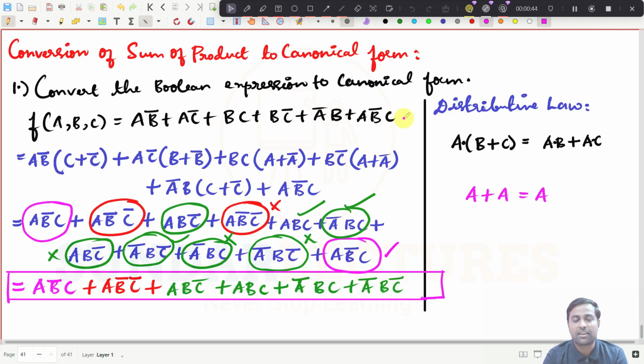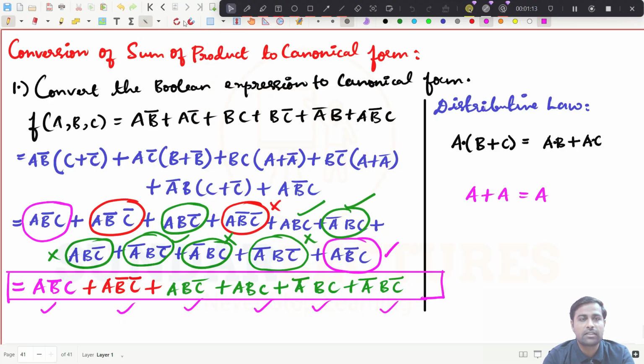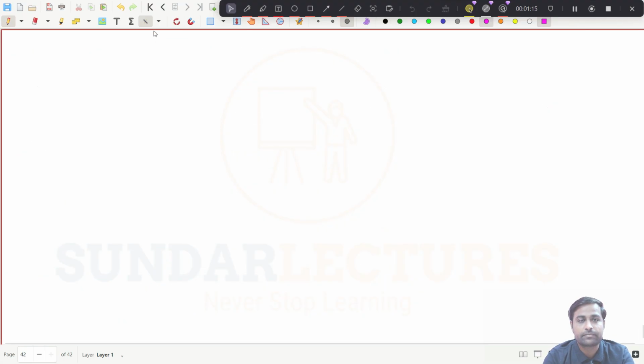For this function, for this Boolean expression, this is the final canonical form, and you can see here all three variables are available in every term. Every single term is a literal. So every single term in this expression has all the three variables. So this is the canonical form, right? So now this is the whole idea, and then we will go for the other conversion.